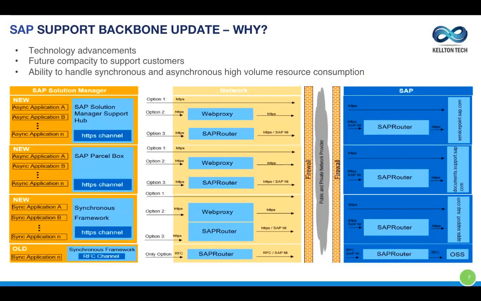Support backbone update. Why did SAP do that all of a sudden? Or why was it essential to be done at SAP's end? Because the customer base is growing, and there have been technological advancements. SAP has released S/4HANA, Fiori, UI5 based technology, and so many new products. To stay in line with all those products, SAP had to do some technological advancements in their infrastructure as well. That is the reason why SAP did the support backbone update.